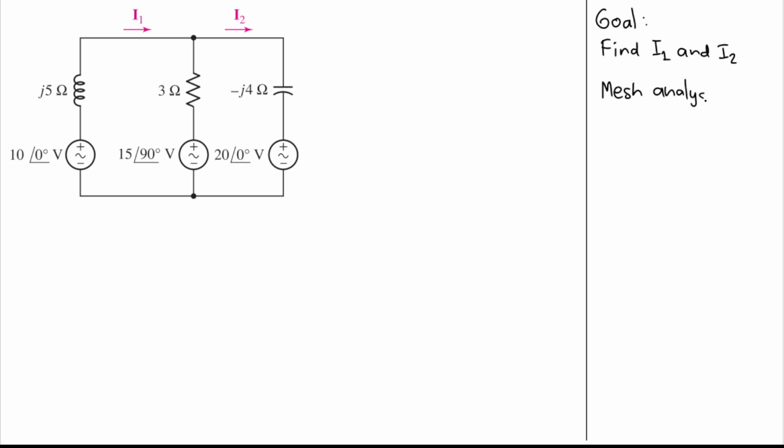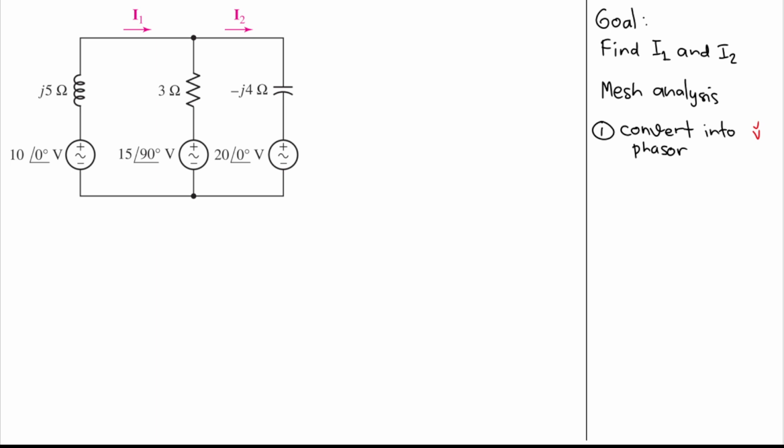But first things first, if we have an AC circuit, the first step that we need to do is to convert all the components into phasor. But we are already given the circuit here in phasor. We have 10 angle 0, 15 angle 90, 20 angle 0, J5, 3 ohm, and minus J4. We already have this in phasor, so this step has been done by the problem.